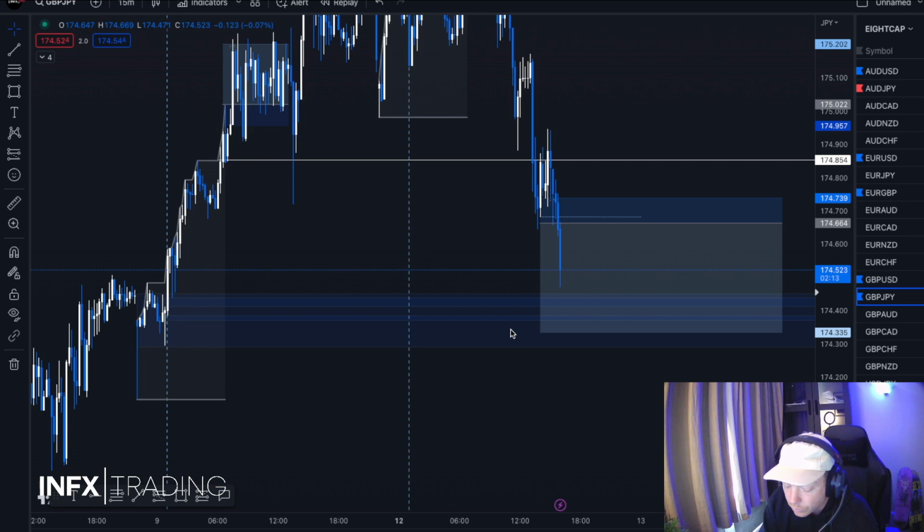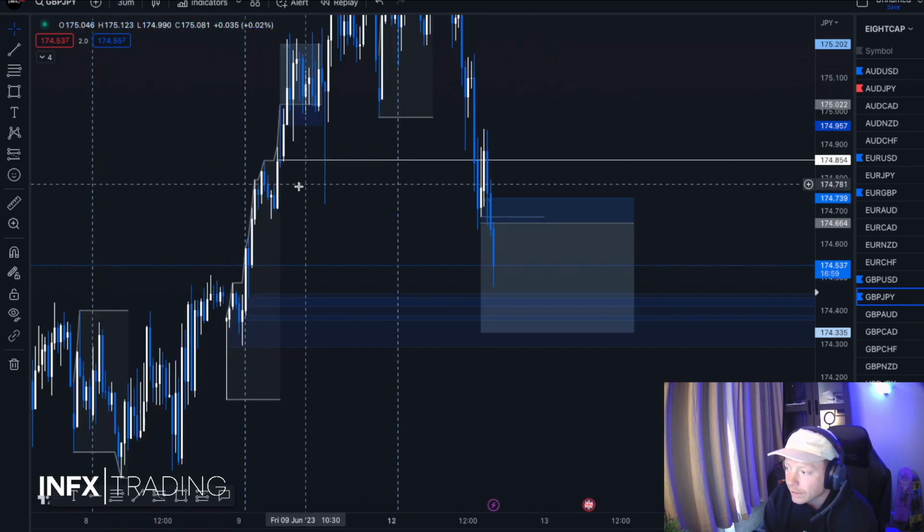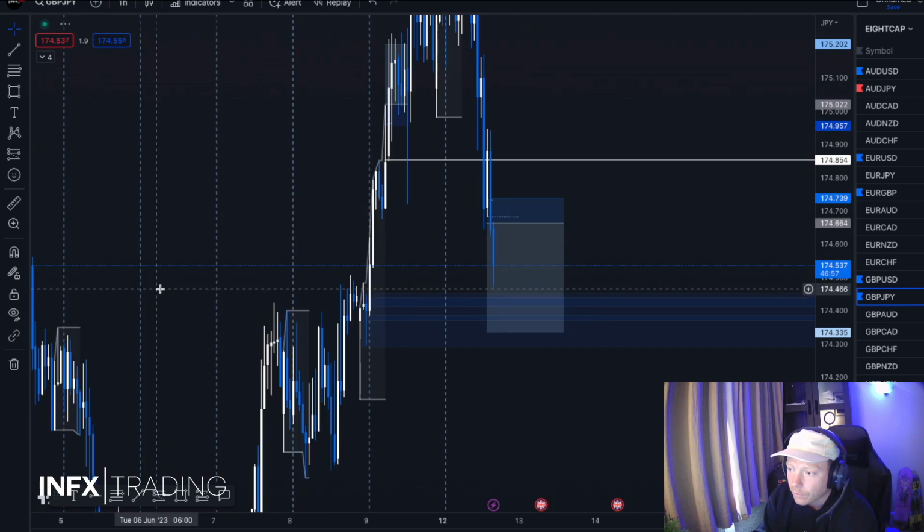We're currently up to $185-ish on the account, which is making up for the losses we made the other day, and getting back up to that peak point of where we were at 222. So we've got 2 minutes left on this 15-minute candle, and 15 minutes left on this one here.